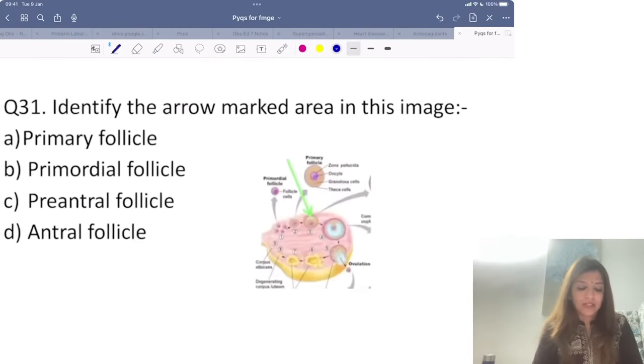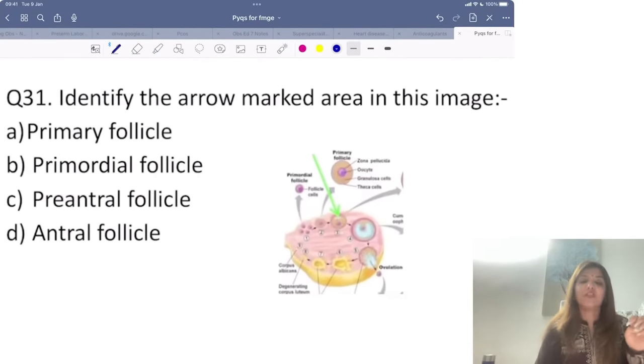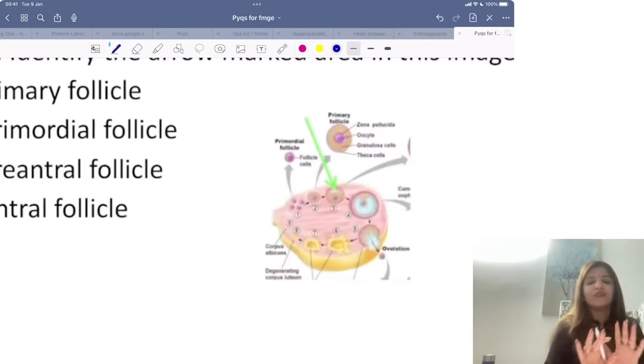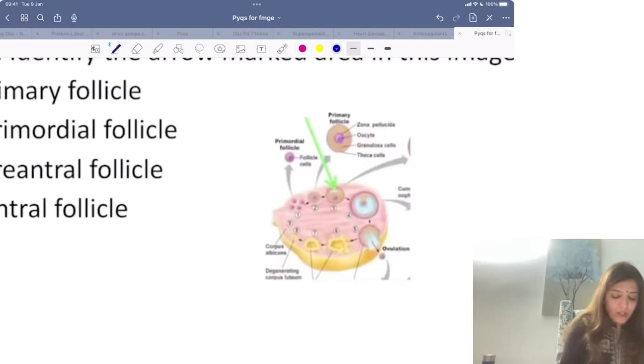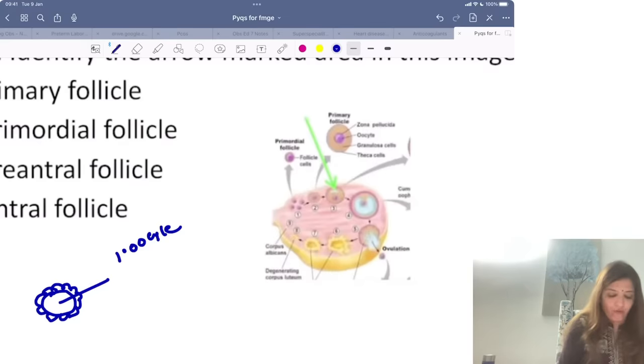Identify the arrow marked in this image. You have to tell whether it is a primary follicle, a primordial follicle, a preantral follicle or an antral follicle. Now, it's a very simple thing. Whenever you have a follicle with a single layer, this is a primary oocyte surrounded by a single layer of flat cells. That is a primordial follicle.